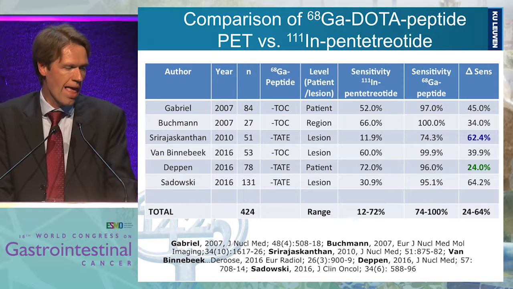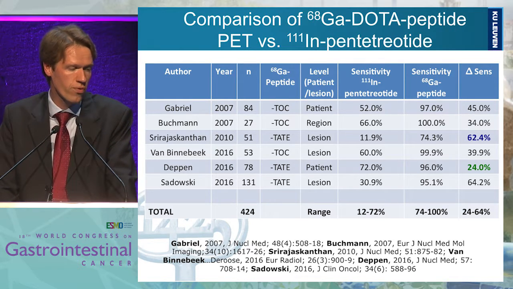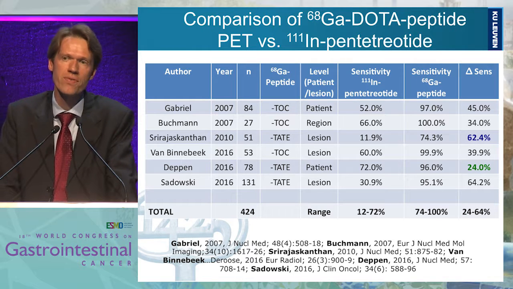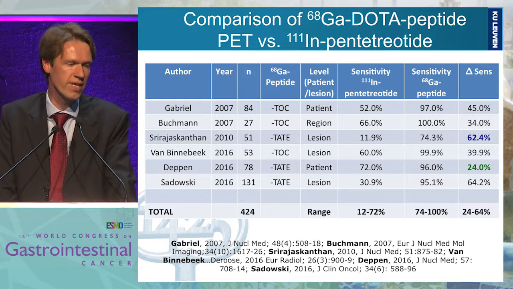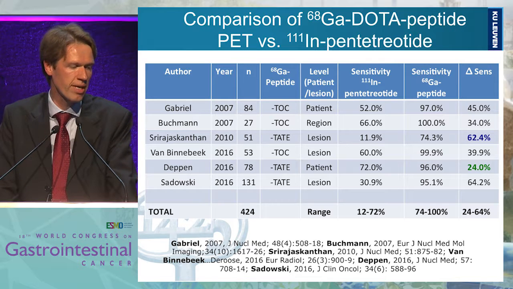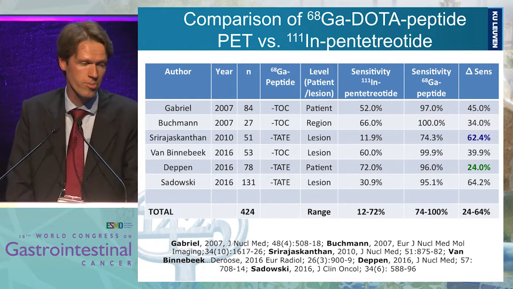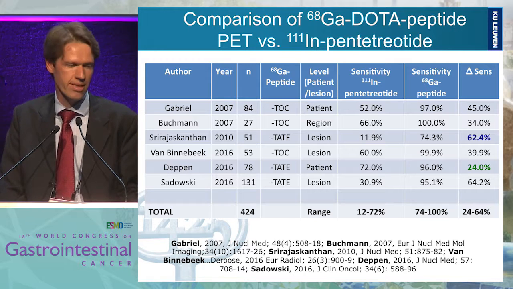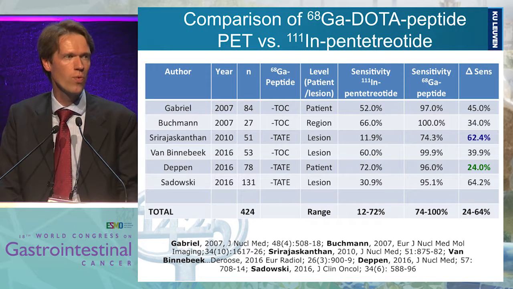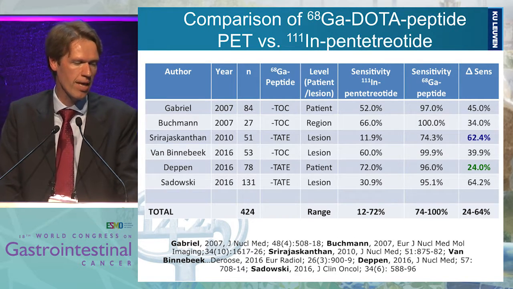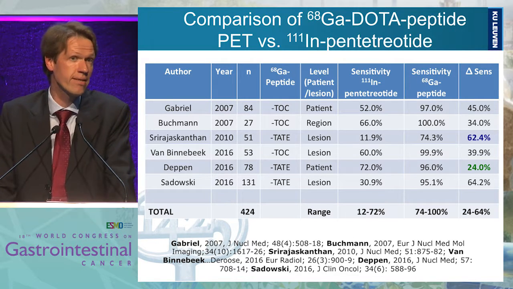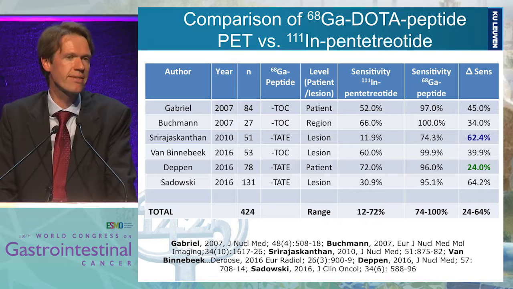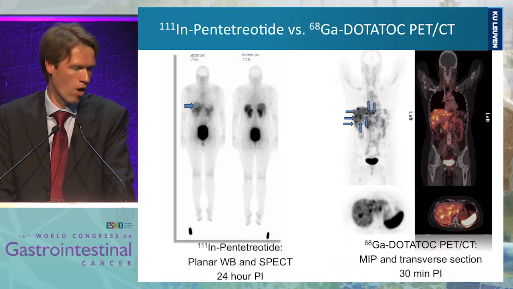added to the data. In 424 patients in total, if you look at the range of sensitivity for indium-111, it goes from 12 to 72%. For gallium-68 peptides, it goes from 74 to 100%. And so the difference in sensitivity, because all patients had both scans in this table, goes from 24 to 64%. So I think the debate is closed. The gallium-68 peptide PETs are outperforming.